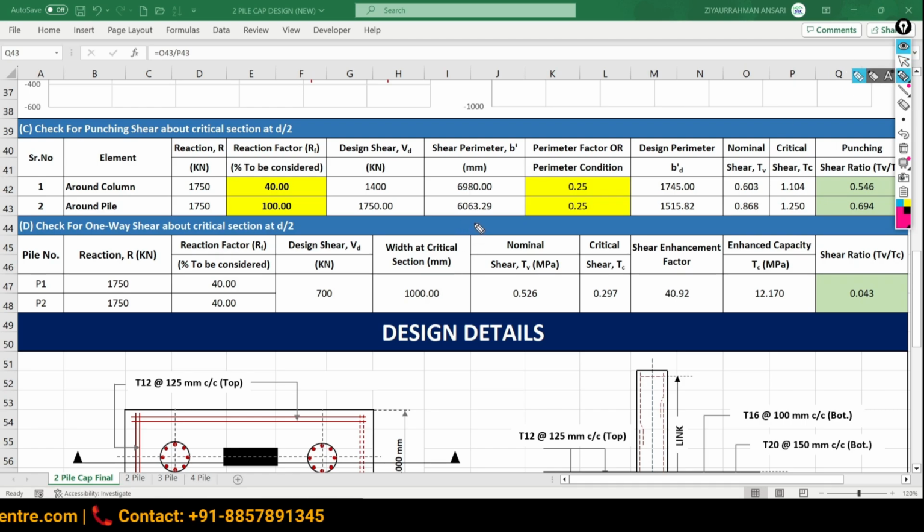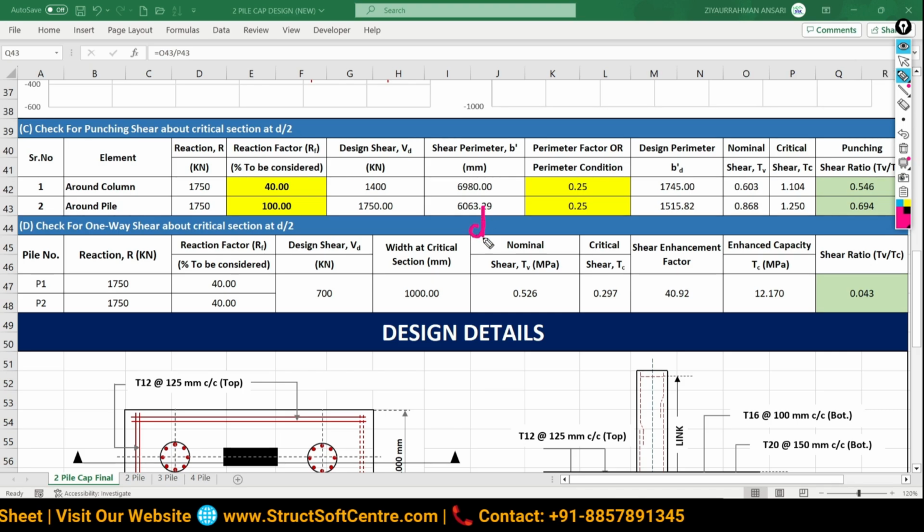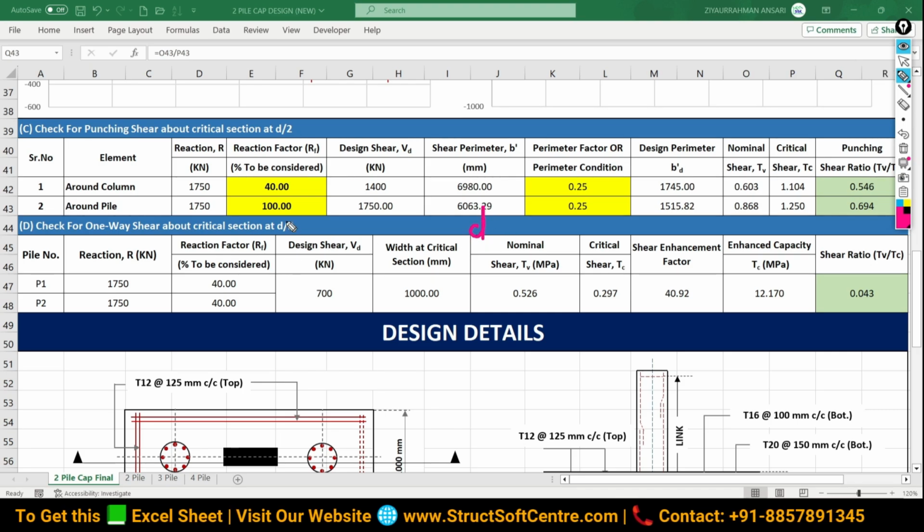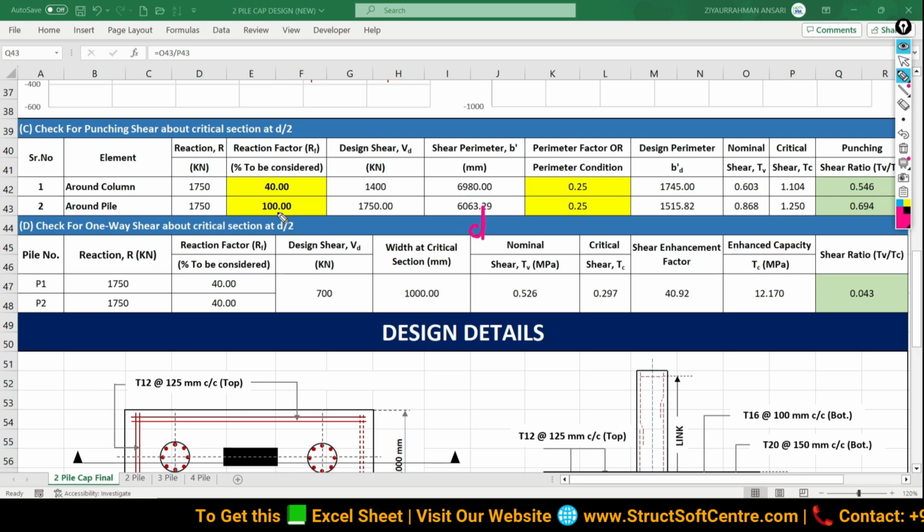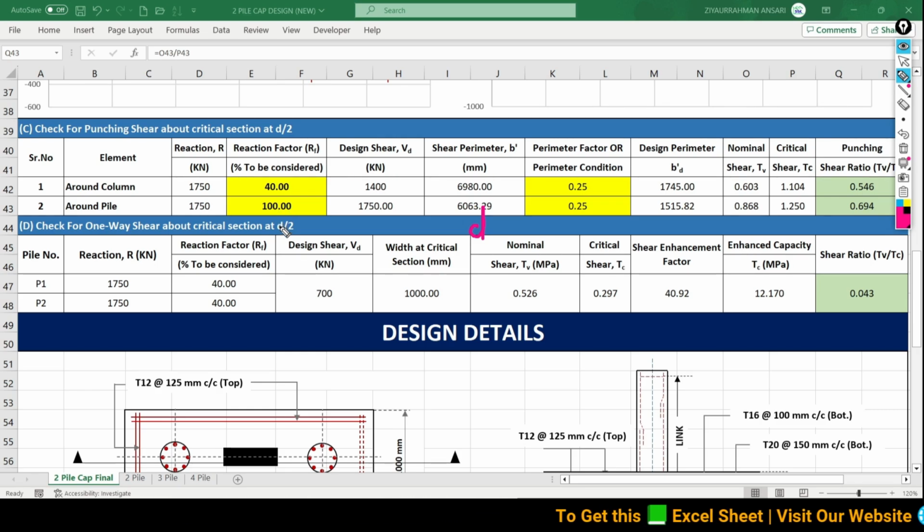In a normal foundation, we perform the one-way shear check at a distance of d, not at d by 2, but here we are going to perform it at a distance of d by 2. Why we are doing this, I have answered in our manual calculation of the design of the two pile cap. Okay, you can follow that.